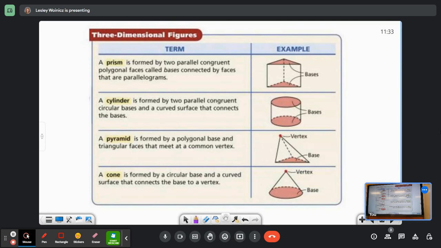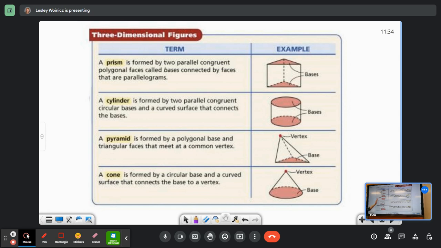Okay. So we're going to jump around a little bit. You can see that we have a prism here. A prism is characterized by having the same shape on both of the bases, like the bases match. Not only that, but those bases have to be parallel to each other. Okay, parallel congruent bases that are faces. And then also the lateral faces are also parallelograms.